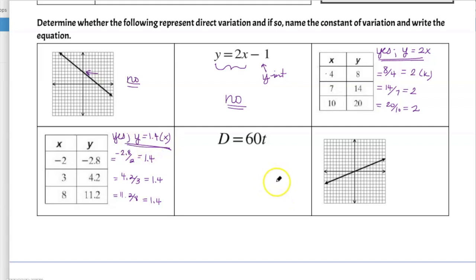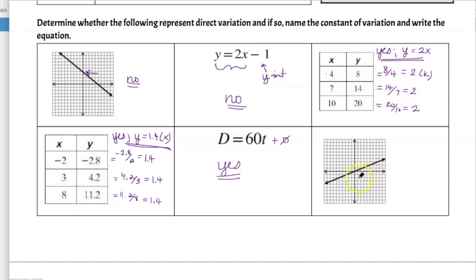So in the next one, d is equal to 60 times t. So again, direct variation needs to be that multiplication. So we have the multiplication. We have a y-intercept of 0, which means that yes, this would be an example, and we actually already have the equation.